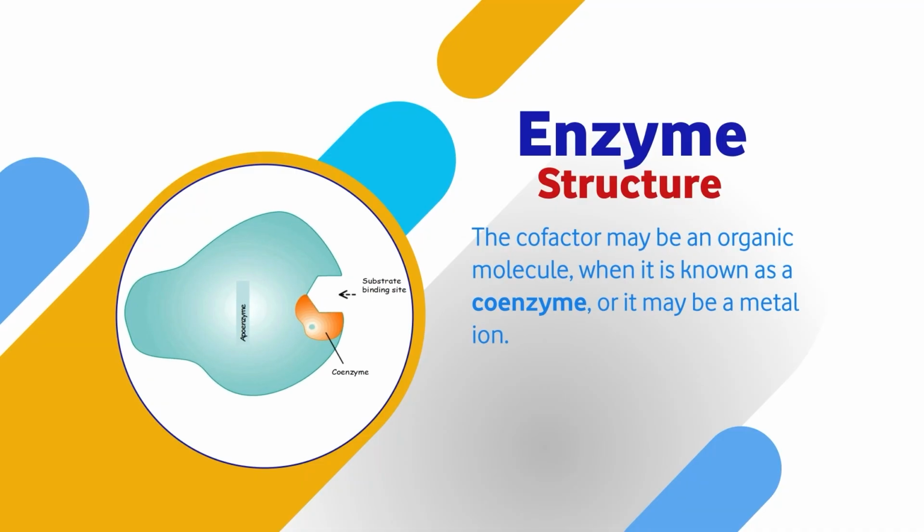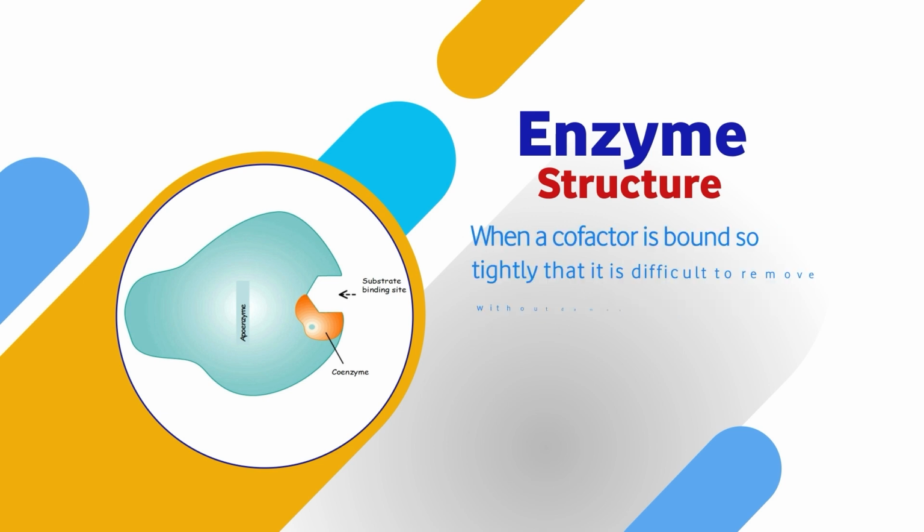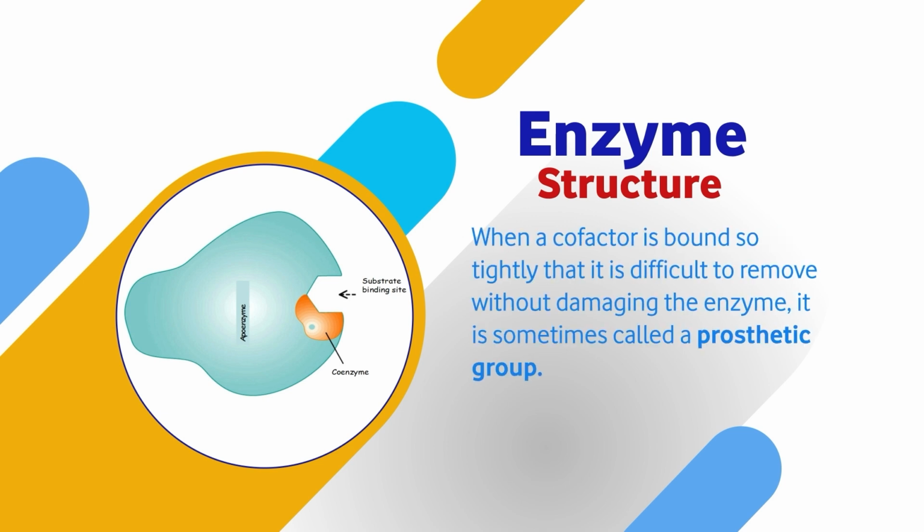Then the cofactor, the non-protein part, may be an organic molecule, and then it is called a coenzyme, or it may be an ion, a metal ion. When the cofactor is bound so tightly that it is difficult to remove without damaging the enzyme, it is sometimes called a prosthetic group. So this is about the structure of the enzyme.